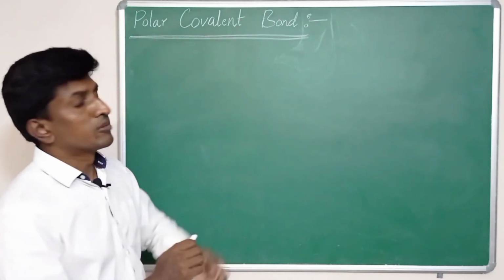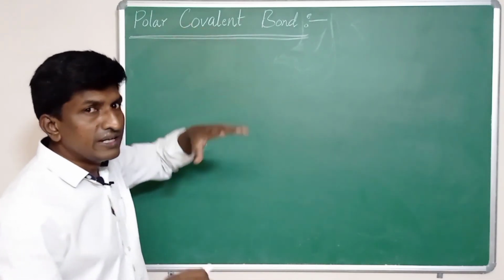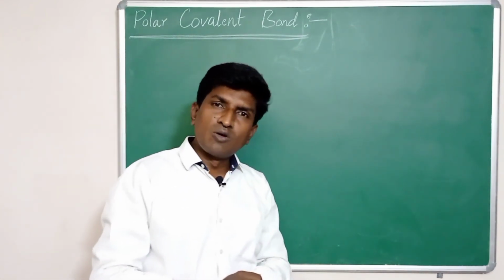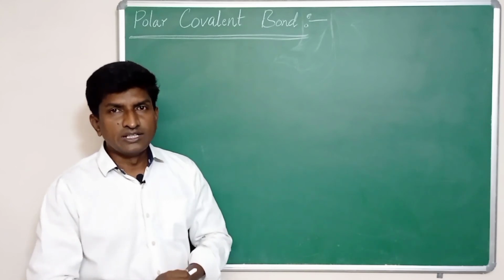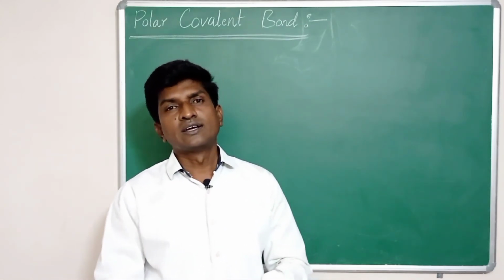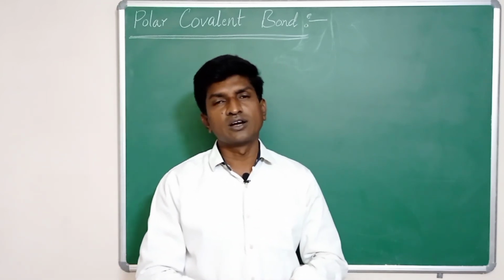And the properties of polar covalent compounds are in between those of ionic compounds and covalent compounds. So this is about polar covalent compounds and the properties of ionic, covalent and polar covalent compounds.